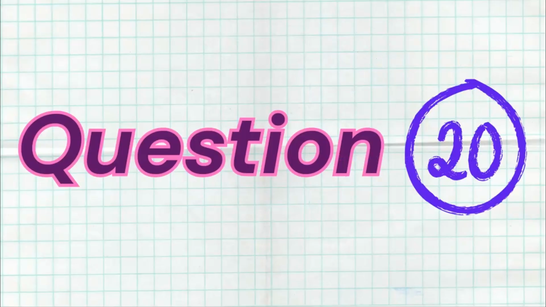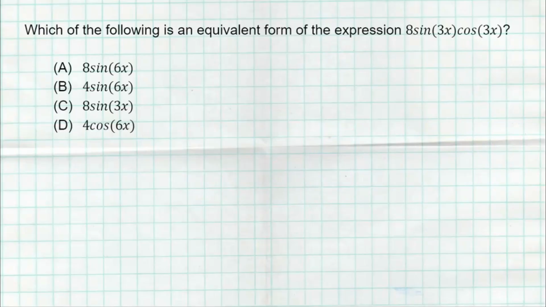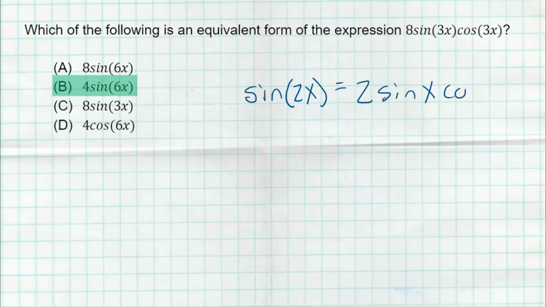All right, and final question, number 20. Here it is. And the correct answer here is B. Now, what you should first recognize is this sine, cosine. You're thinking, okay, what trig identity does that kind of look like? Well, it's this one. Sine of 2x equals 2 times sine of x cosine of x.